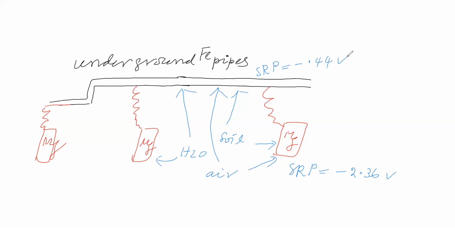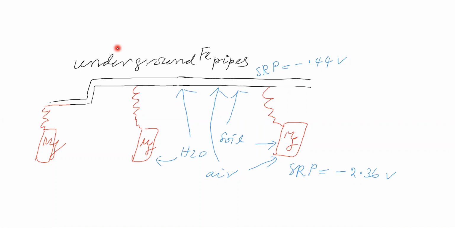Now the SRP of magnesium and the SRP of iron are given. Magnesium has a lower SRP than iron, which means magnesium undergoes preferential oxidation over iron. So magnesium undergoes anodic dissolution, and iron does not undergo anodic dissolution. So iron will be protected due to magnesium. Since magnesium is sacrificing its life for iron, magnesium is called a sacrificial anode.